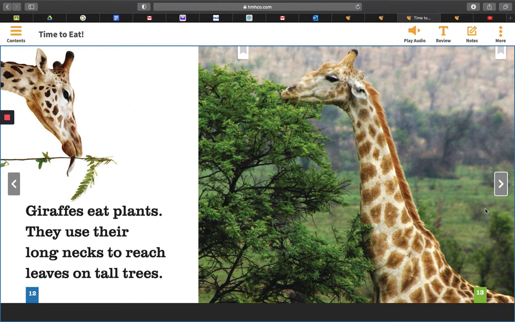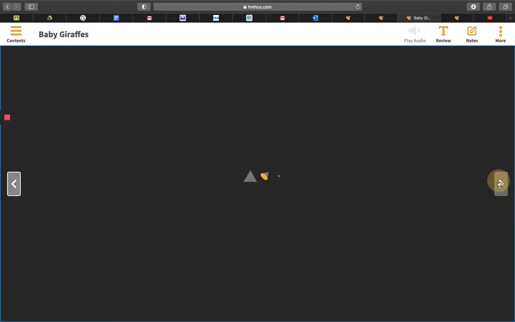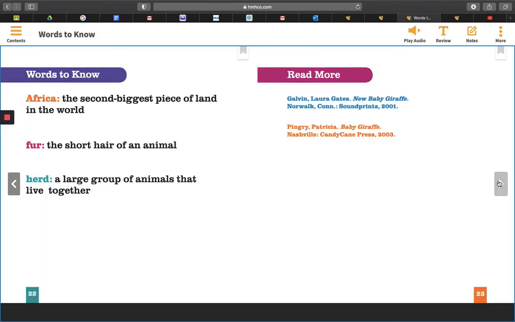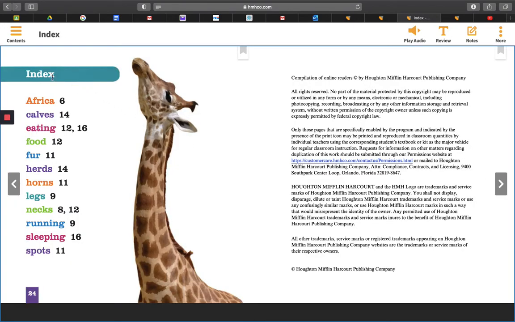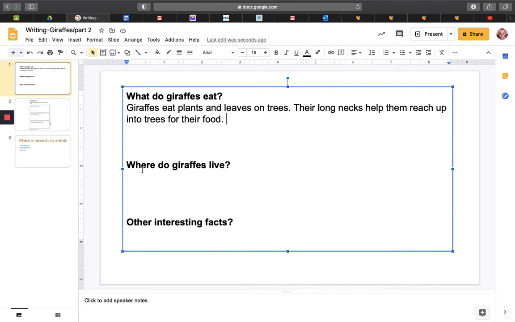Now, there's another text feature in my book that I could have used to help me find out that information, and that is my index. My index, it's at the back of a book. And I'm trying to find out what they eat, so I could go to the word food, and I can see I could have turned to page 12. This would have told me what food giraffes eat. Now, my next question is, where do giraffes live?